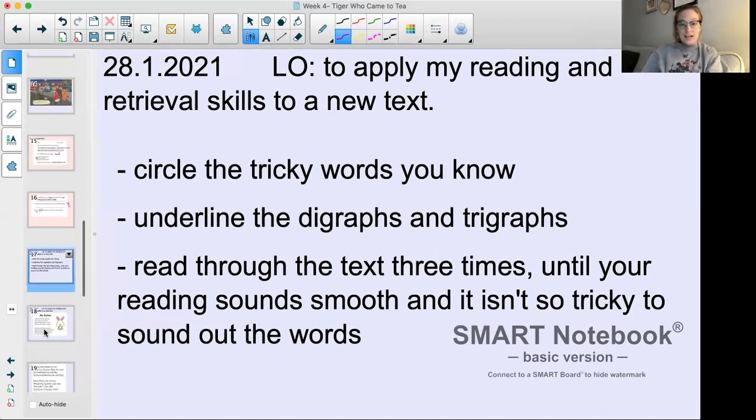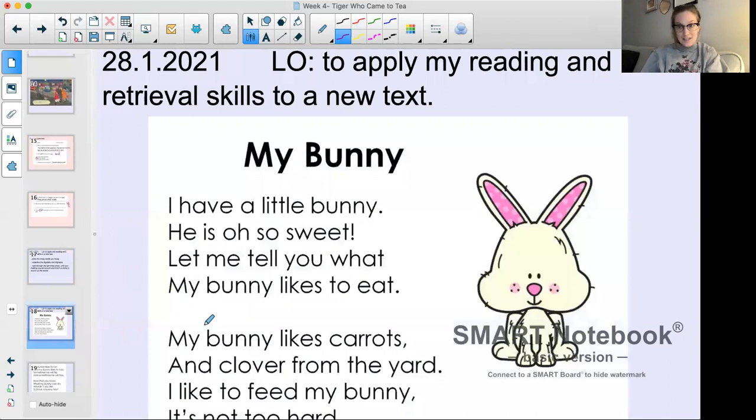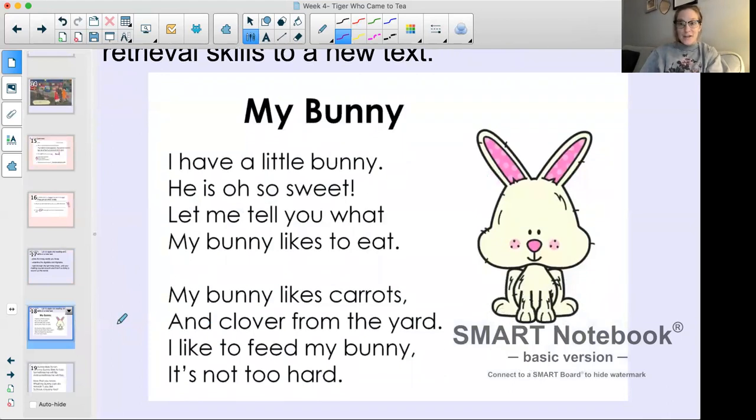So we've got a new text, and since we've been learning about poems this week, or poetry, I thought I would choose a poem for today. So the poem is called My Bunny. I'm going to read through it with you one time so you can just sit and listen. And then I would like you to have a go at practicing it for a good 10 minutes you should be spending. So let's go through the steps together.